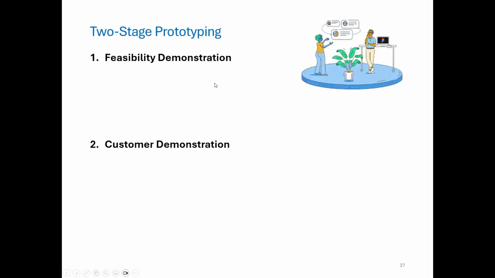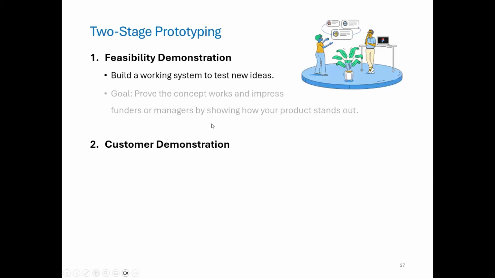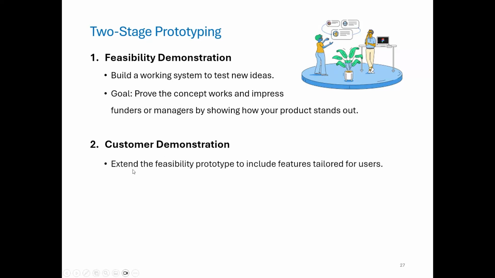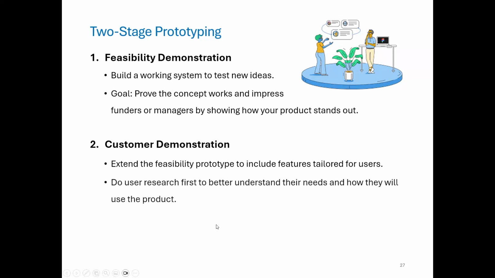We have two-stage prototyping: first feasibility demonstration, and then customer demonstration. For the feasibility demonstration, we build a working system to test new ideas. The goal is to prove the concept works and impress funders or managers by showing how your product stands out. Then we extend the feasibility prototype. We have the customer demonstration to include features tailored for users. So do user research first, better understand their needs, and then add them to the product.